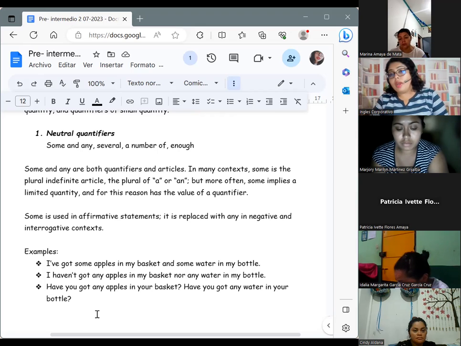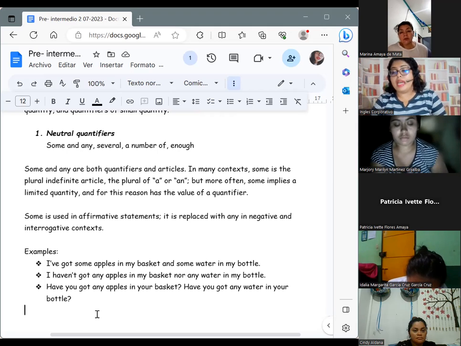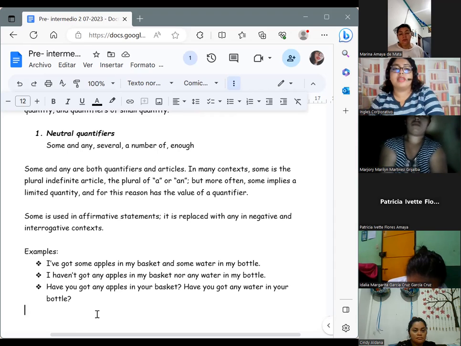Y luego decíamos también que cuando tengamos una pregunta o cuando construyamos una pregunta, vamos a utilizar siempre el any. Have you got any apples in your basket? Have you got any water in your bottle? So in this case, we are going to use the word any, not the word some.